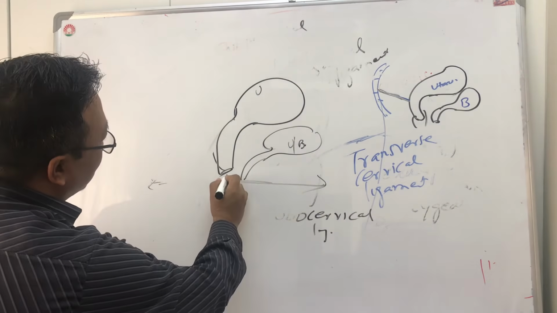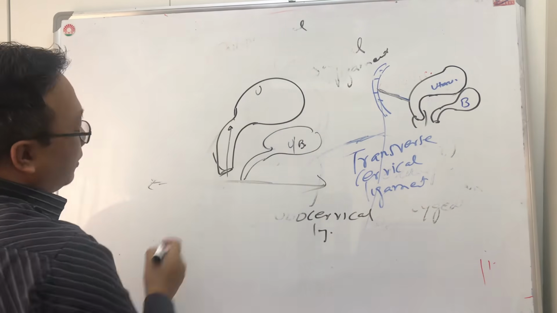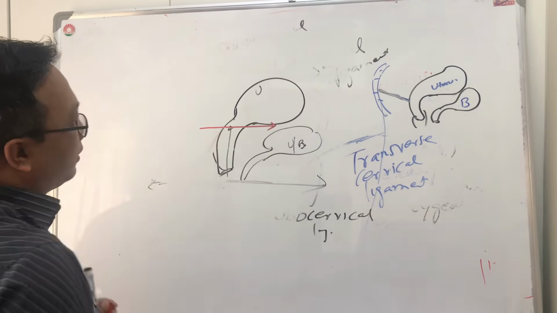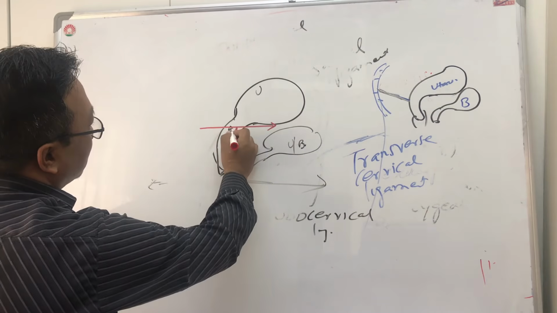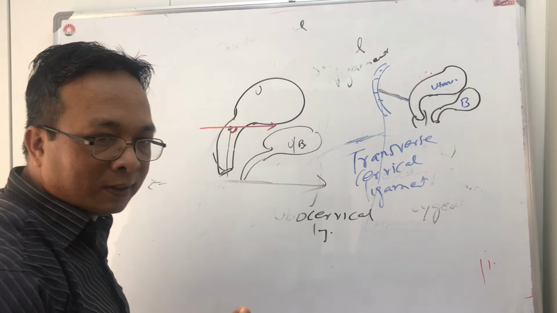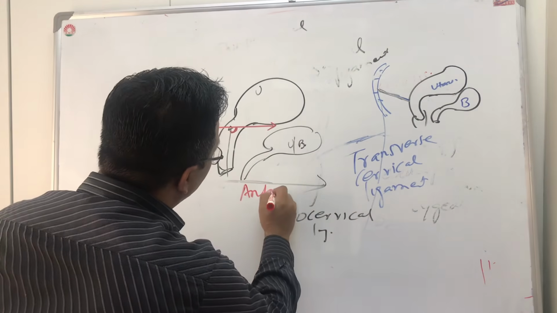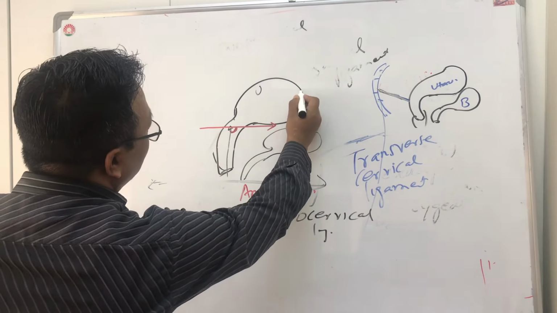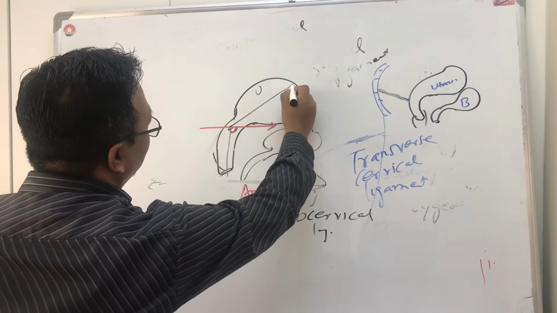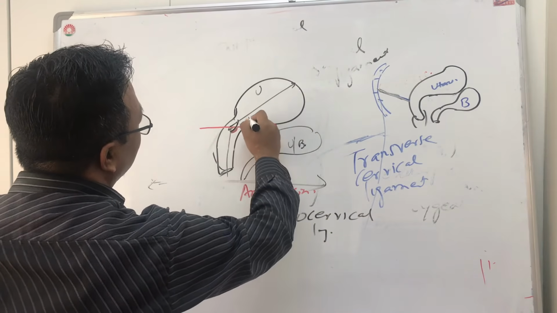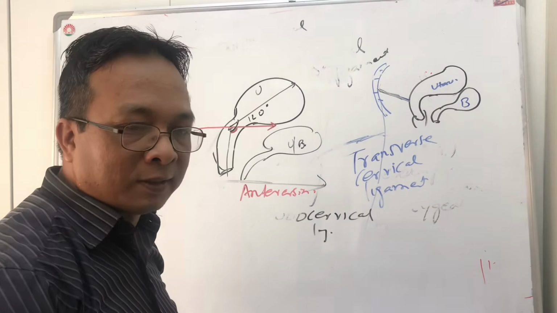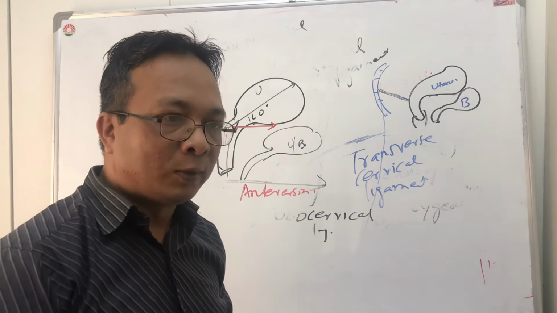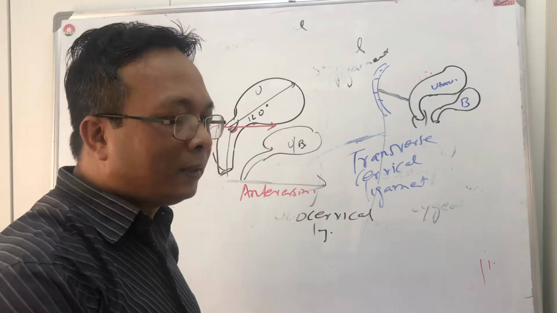So what is anteverted? If we draw a straight line here, and from the cervix we draw another straight line here, this is 90 degrees. This is called anteversion. And if we join this line to the body of the uterus, this is 120 degrees. This is anteflexion. So the question comes in the MCQ: normal anteflexion is 120 degrees, normal anteversion is 90 degrees.